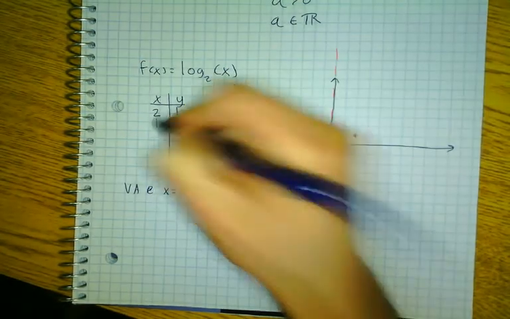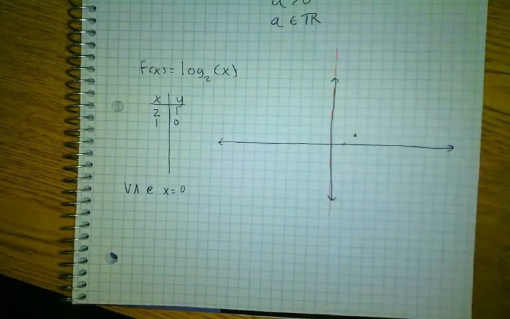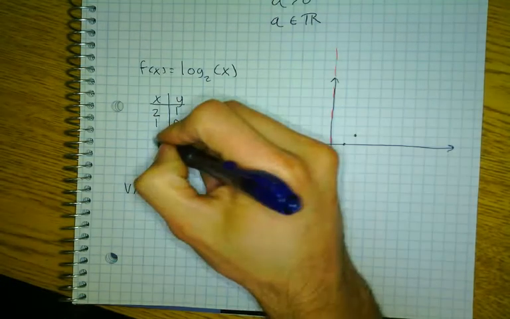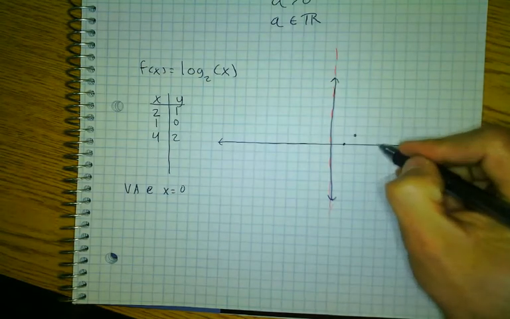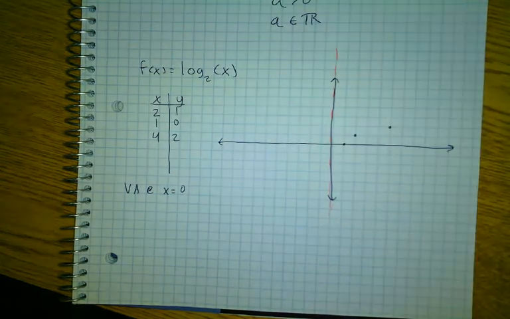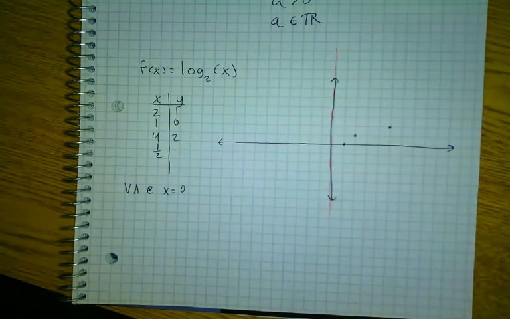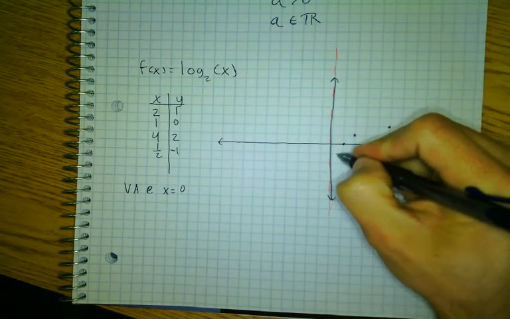What if I plug in a 1? What is the logarithm base 2 of 1? 0. So I have the point (1, 0). What other powers did you say you know? 4. What is the logarithm base 2 of 4? 2. So (4, 2). And just for fun, what if I put in a 1/2? What's the logarithm base 2? Negative 1. So (1/2, -1).